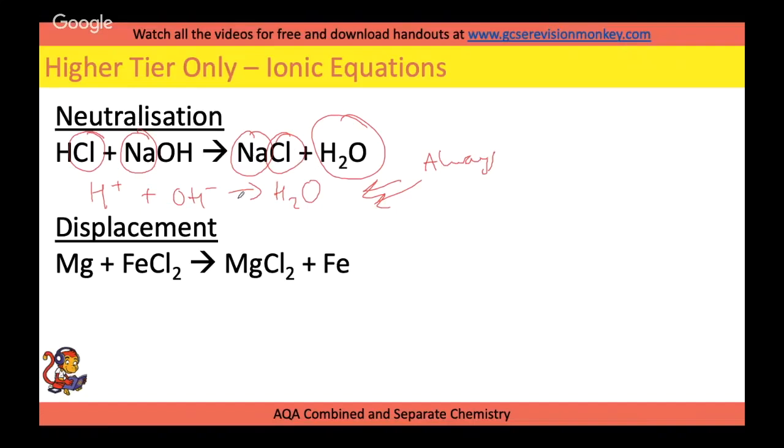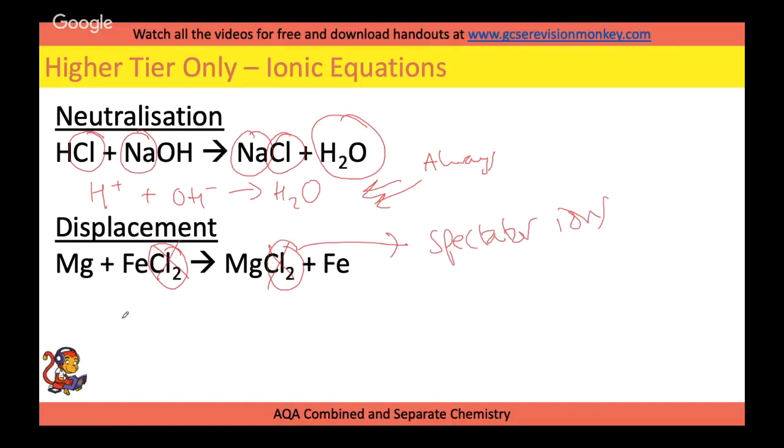So look out for that one. If you get another one like displacement, you'll need to see which ion is staying the same on each side. So for example, here you've got chloride ions there and chloride ions there. We don't involve these in the equation. These are called spectator ions. They stay the same either side.